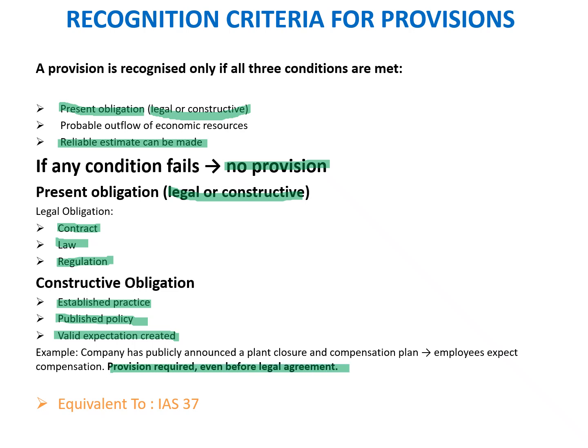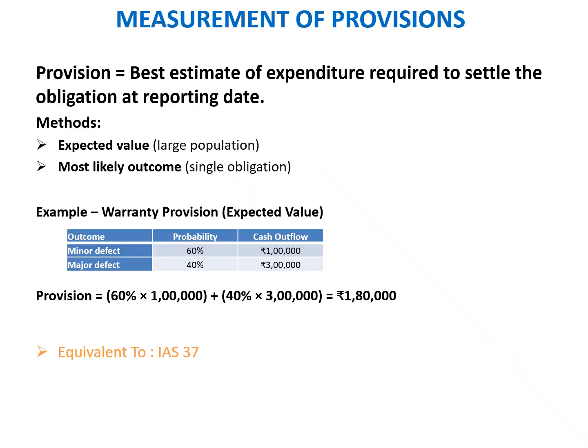So it means that past practice, a published policy, or any expectation that has been created, on the basis of which the organization is presently obliged to an expense and an outflow of resources, and in that case we have to create the provision in the books. This is the best estimate available at that point in time, and this recognition criteria for provision is absolutely aligned with IAS 37. So we'll move to the next slide.